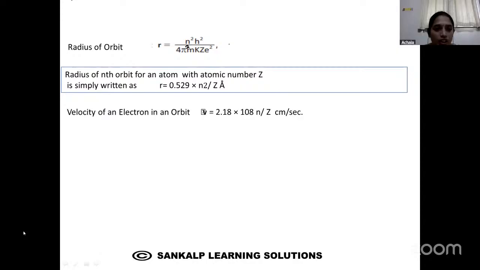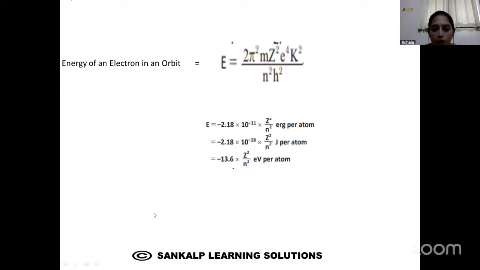Next, how to find out the energy of an electron in an orbit. Okay, an electron is present in one orbit. How to find out its energy? Here, this is the formula: E is equal to 2 pi square m into Z square e raised to 4 into k square divided by n square into h square.